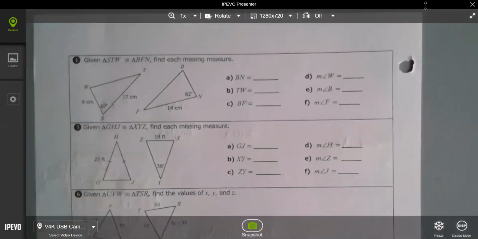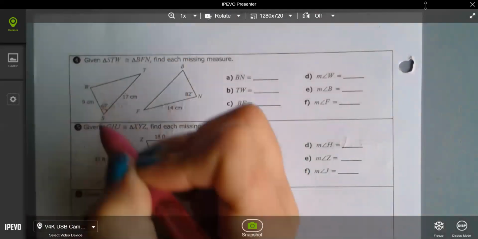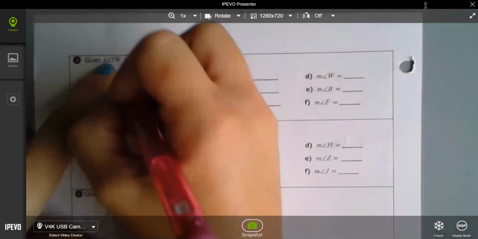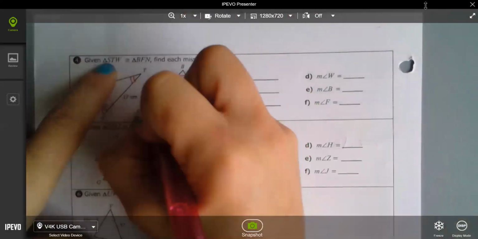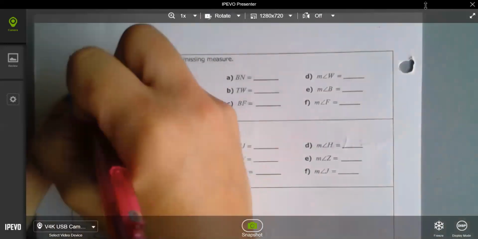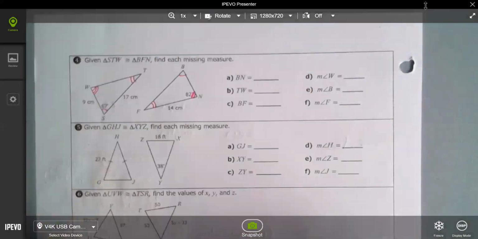All right, on the back side, so we are given these 2 triangles are congruent to each other. Find the missing measure. So I'm going to do what I did before, and I am going to label the diagram. Some people say mark up the diagram, so I'm going to mark it up. So S, 1 arc, goes with B, 1 arc. T, 2 arcs, goes with F, 2 arcs. W, 1, 2, 3, goes with N, 1, 2, 3.